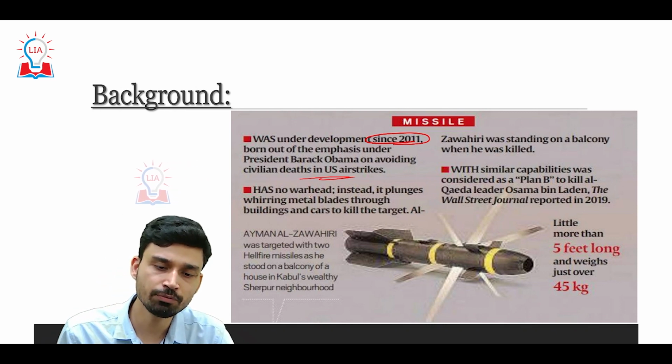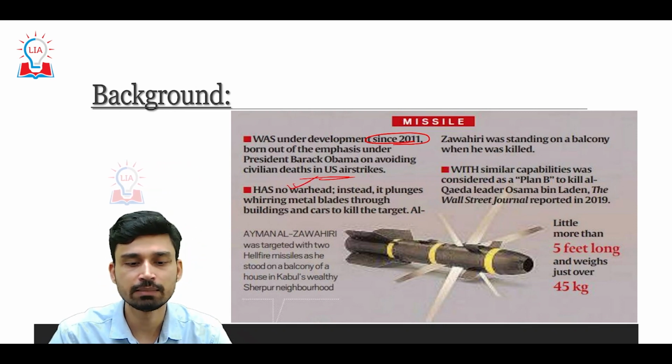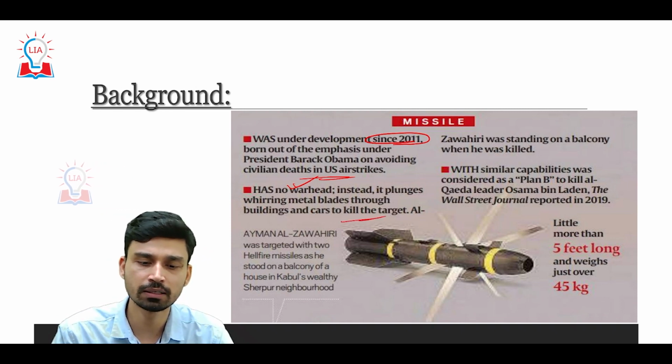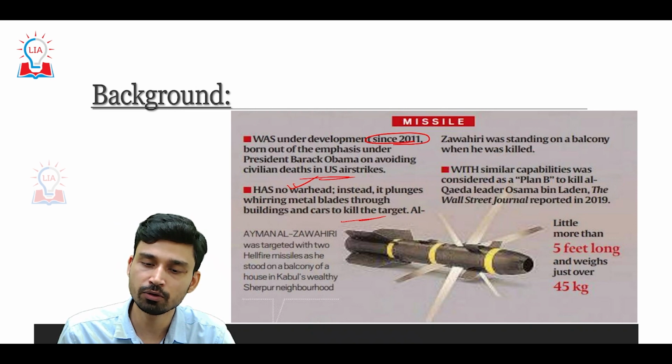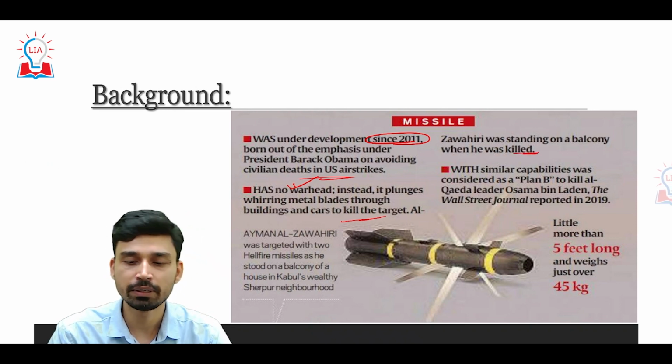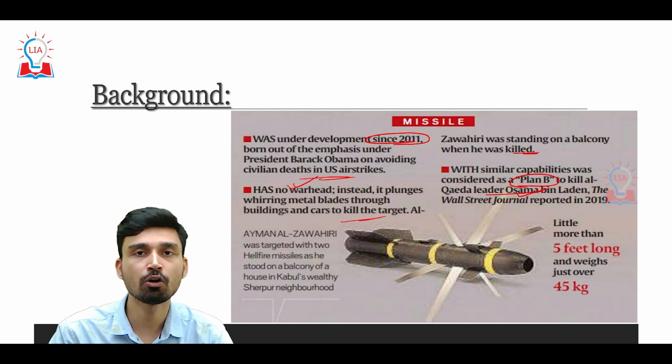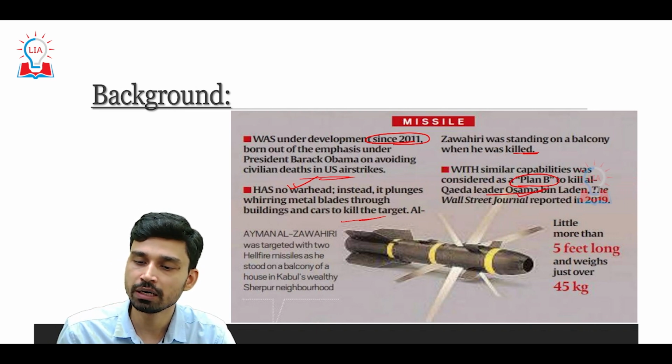And as discussed before, it does not have any kind of warhead. It simply pulls out metal blades to the buildings and cars to kill the target. Zawahiri was standing on a balcony when he was killed. A missile with similar capabilities was also considered as a plan B to kill al-Qaeda leader Osama bin Laden at that time, the Wall Street Journal reported in 2019.